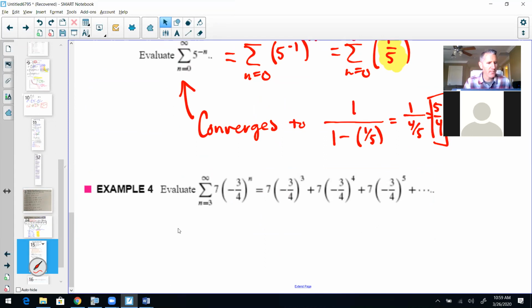Someone asks, when it says evaluate, we find where it converges to. Yeah, that's only going to be true for geometric series. The other series that we're going to talk about after this won't ask us to evaluate what the series goes to. It won't ask that. That's only for geometric series.